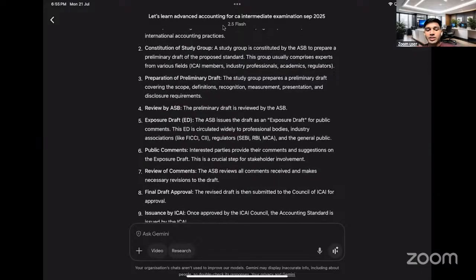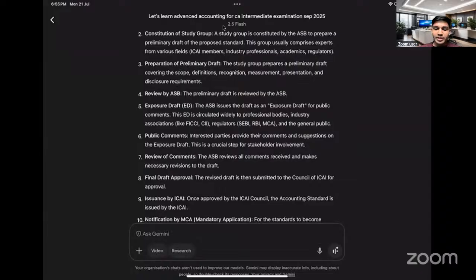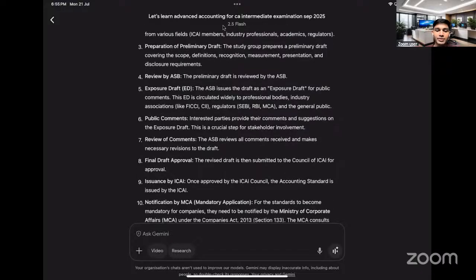Then exposure draft. The ASB issues the draft as an exposure draft for public comments. This ED, that is exposure draft, is circulated widely to the professional bodies, industry associations like FICCI, CII, regulators like SEBI, RBI, MCA, and general public. In public comments, interested parties provide their comments and suggestions on the exposure draft. This is a crucial step for stakeholders' involvement. After the public comments, a review of comments. The ASB reviews all comments received and makes necessary revisions to the draft.